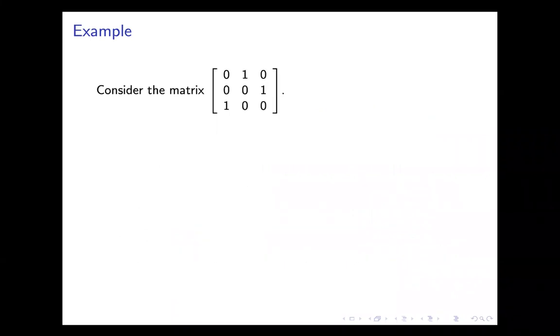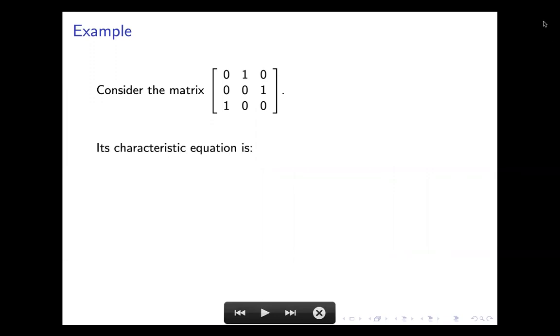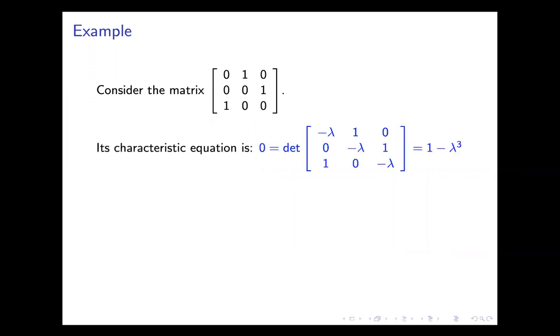Take a matrix like this. It has 1 in every row and column: 0, 1, 0; 0, 0, 1; 1, 0, 0. Its characteristic equation is now a determinant of a 3 by 3 matrix like that. The star formula for the calculation of the determinant gives us a simple cubic polynomial, which has one real solution, lambda equals 1. But there are also complex solutions. We'll talk about them later.